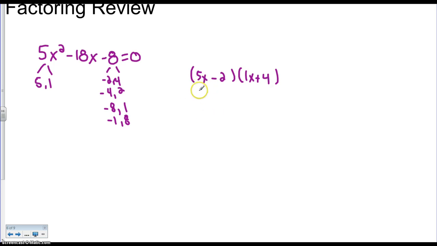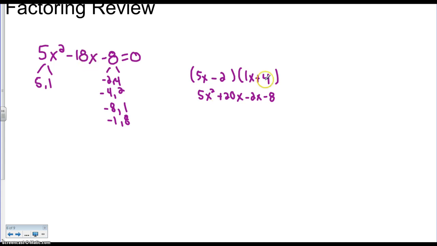I get 5x squared plus 20x minus 2x minus 8. Now that gets me 18x, and I'm looking for negative 18x.